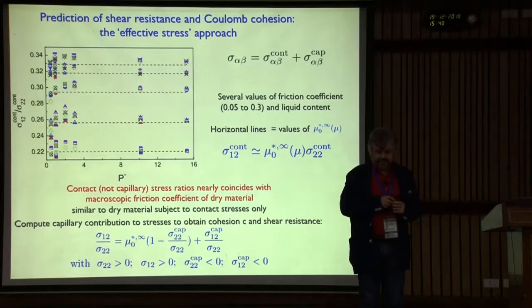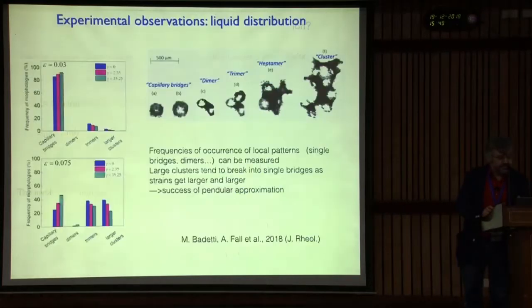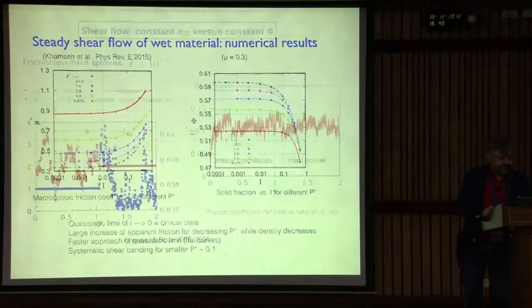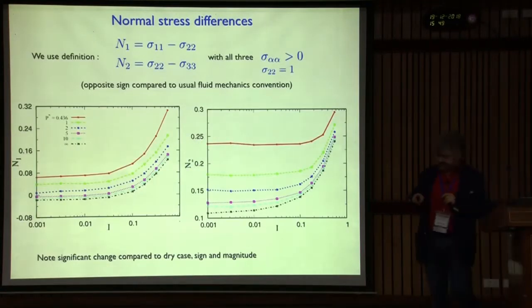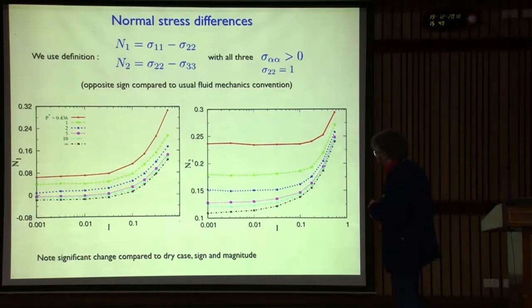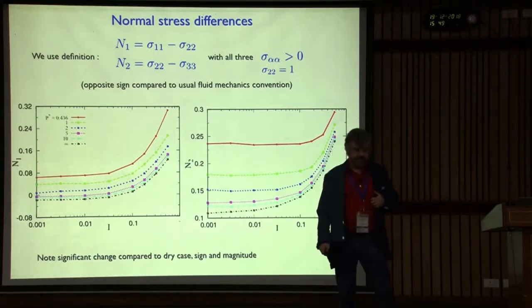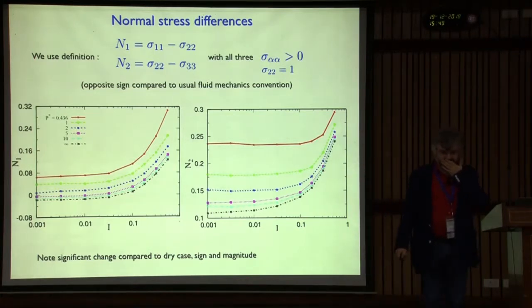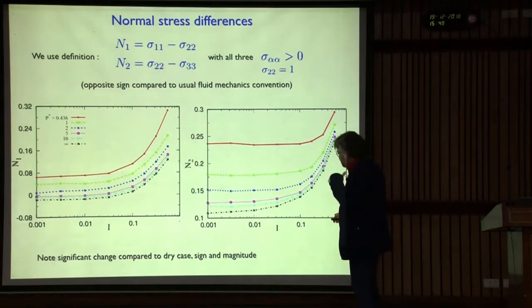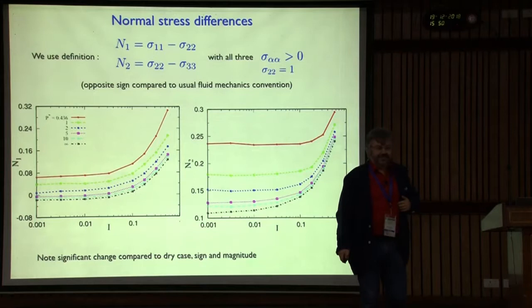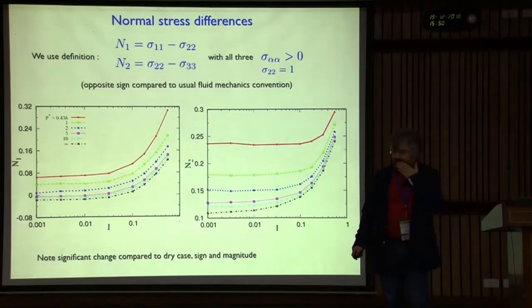In this case, you had shown plots of the first and second normal stress difference. And if I account for what you said about the convention being opposite, N1 seemed negative in the cohesive regime. So 1 is the flow direction? Index 1 is the coordinate index in the flow direction. Yes, sorry. So do you have an argument for N1 changing sign as you decrease P star?